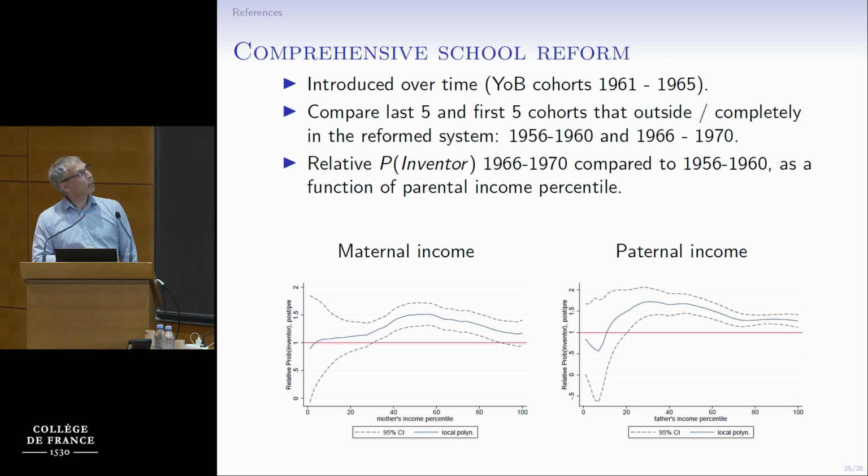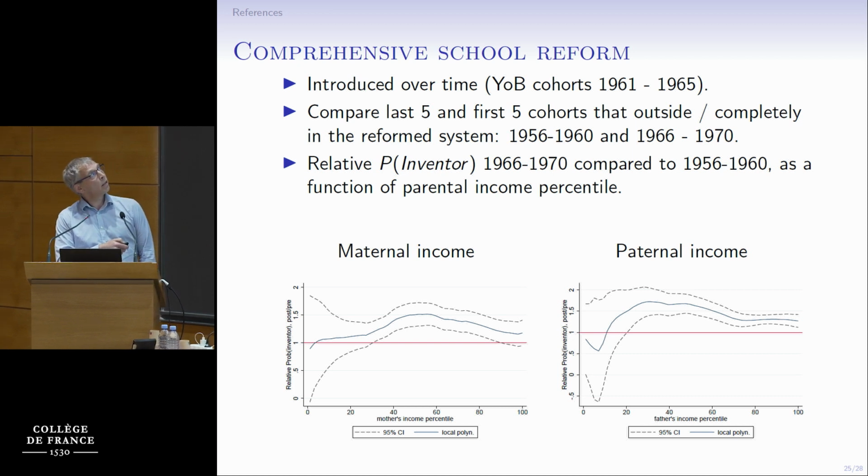So we've calculated the probability of becoming an inventor if you were in either the old cohort or the young cohort, and we take the ratio of those by income percentile. If the ratio is above 1, then the kids in the younger cohort are more likely to become inventors than kids in the old cohort who had a mother in the same income percentile.